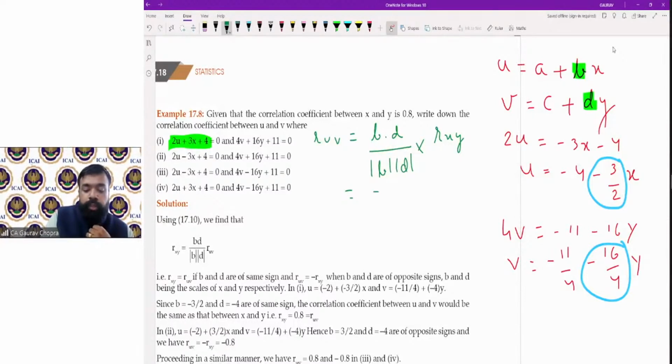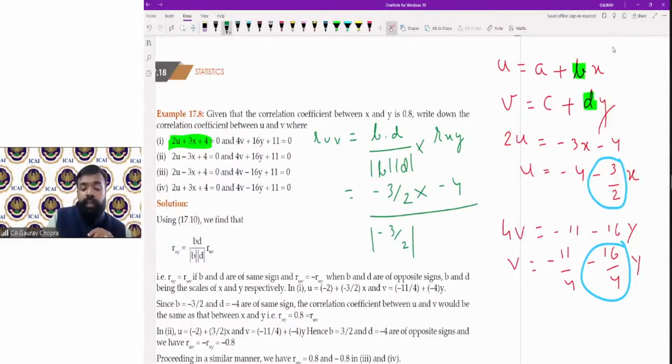The first value is minus 3 by 2 multiplied by minus 4. Second value is mod of minus 3 by 2. When it is modular, the result does not have any sign. Result में से sign हट जाएगा.